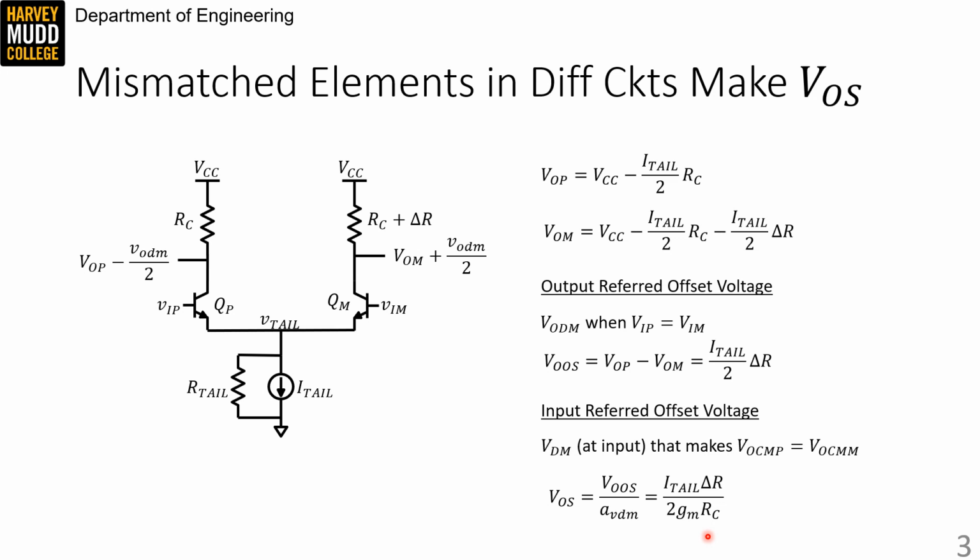So a few notes. We're sort of ignoring that this offset voltage, this additional I tail over 2 times delta R, has created a common mode shift to the output. We're just pretending that it's purely differential mode, which we can get away with by saying that it's a small signal. But if we're being very persnickety, the output common mode is halfway between these VOP and VOM and has this additional bit added to it.